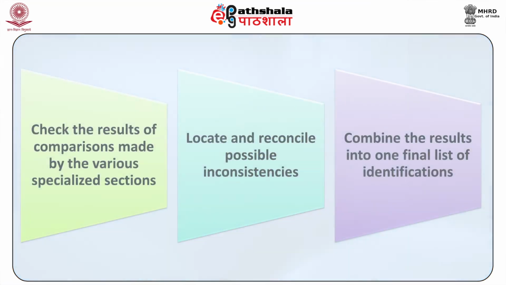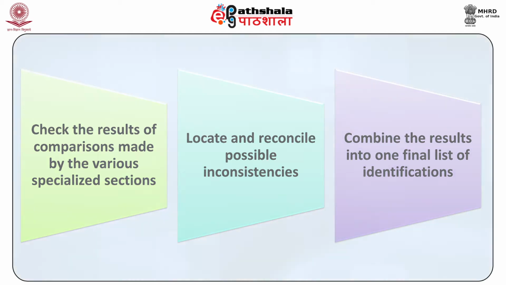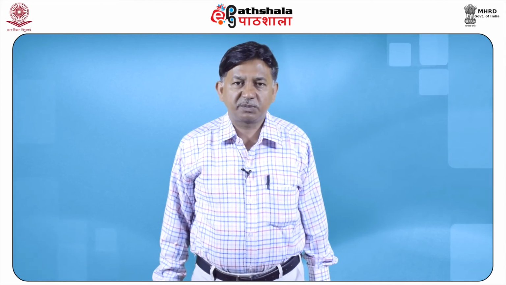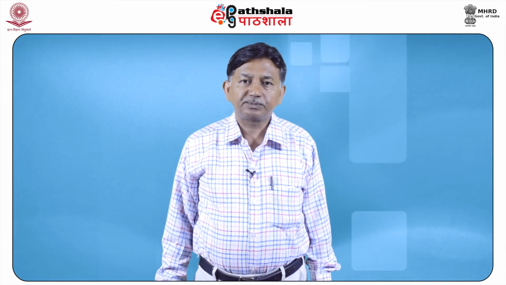The responsibility of the identification board is to check the results of comparisons made by the various specialized sections, locate and reconcile possible inconsistencies, and combine the results into one final list of positive identification. The board will ultimately be responsible for the final identification of each individual victim and should therefore be composed of the most experienced identification experts involved in the whole operation. For example, the chiefs of the various specialized sections headed by the Director of Identification or his deputy.